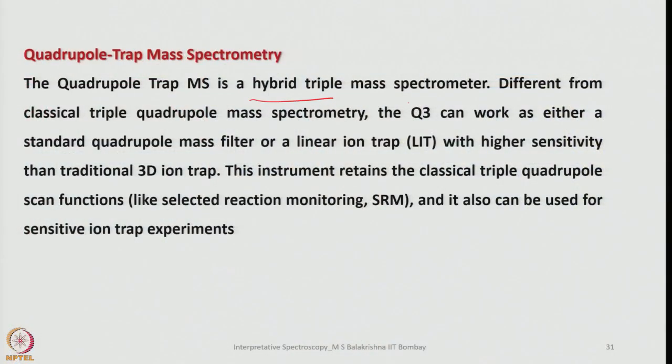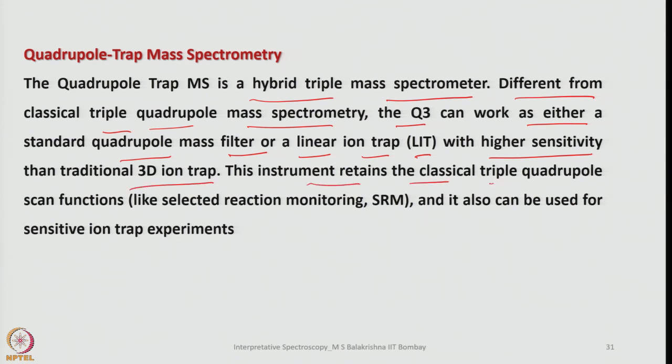Next one is quadrupole-trap mass spectrometry. It is a hybrid triple mass spectrometer, different from classical triple quadrupole mass spectrometry. The Q3 can work as either a standard quadrupole mass filter or a linear ion trap, LIT, with higher sensitivity than a traditional 3D ion trap. This instrument retains the classical triple quadrupole scan functions, and it can also be used for sensitive ion trap experiments.